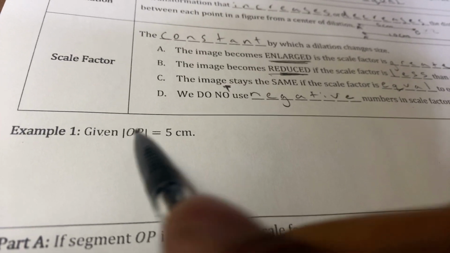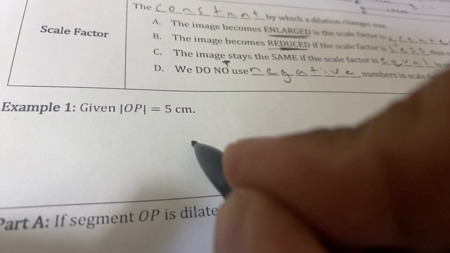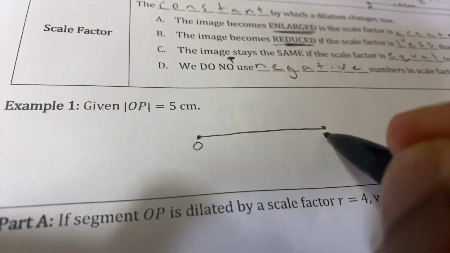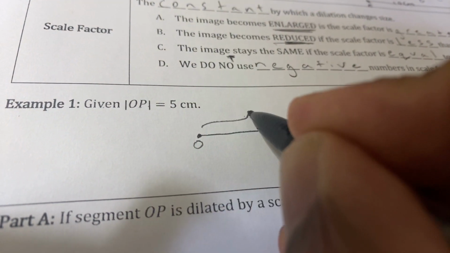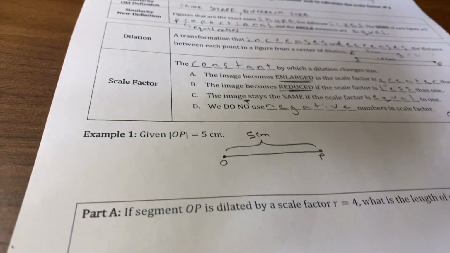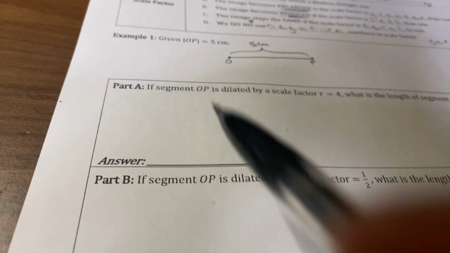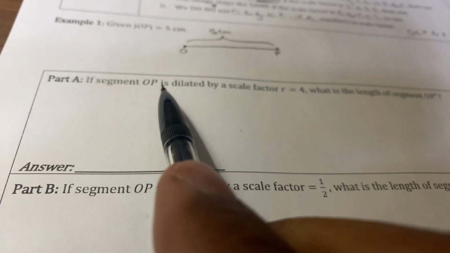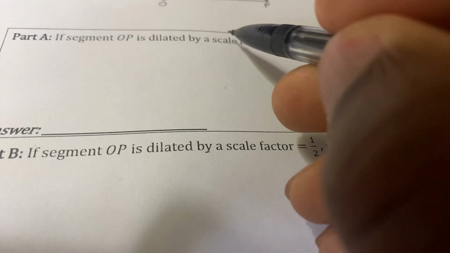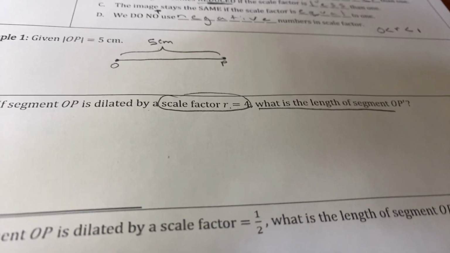Okay, so let's give an example. This says, given line segment OP is 5 centimeters, and you don't need to use a ruler. We're just going to try to freehand it. Look at my dope art skills. O to P, 5 centimeters right here. O to P is 5 centimeters. Now, let's take a look at example 1, part A. If segment OP is dilated by a scale factor of R equals 4, what is the length of segment OP prime?